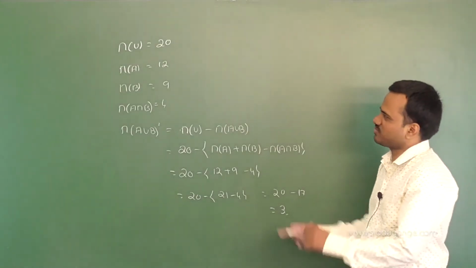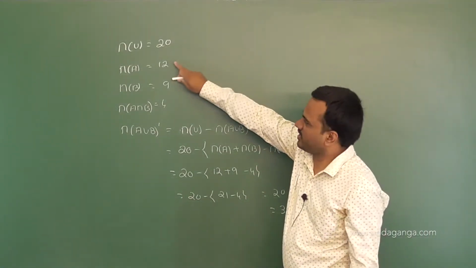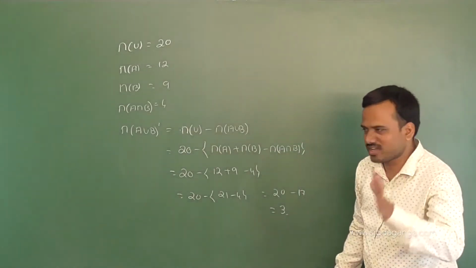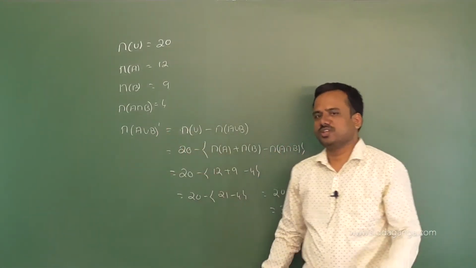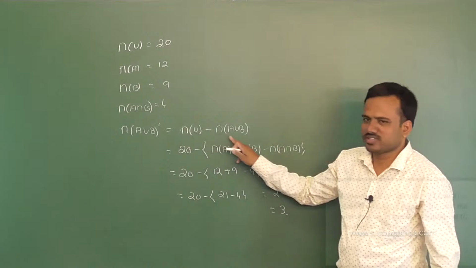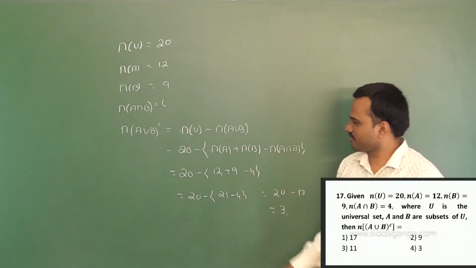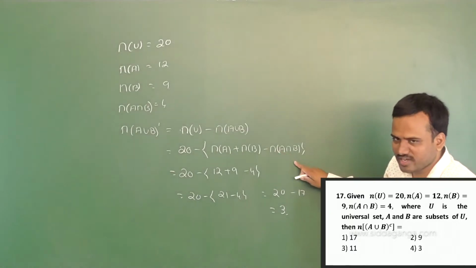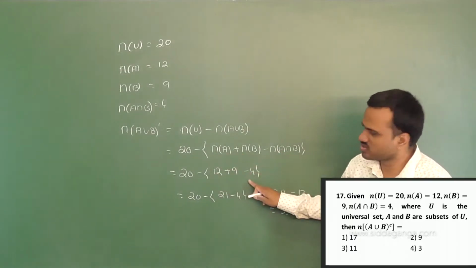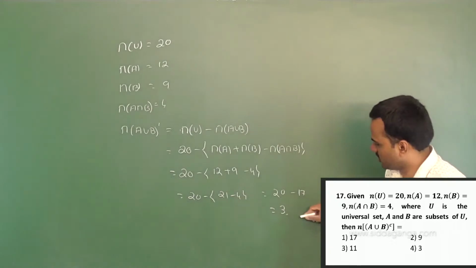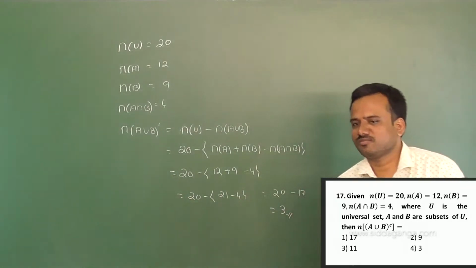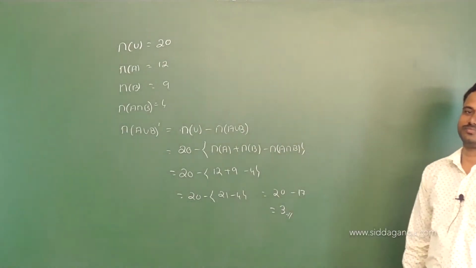For this question, observe here: N of U 20, N of A 12, N of B 9, N of A intersection B 4. What he asked? N of A union B whole dash. So for this, N of U minus N of A union B, where N of A union B is N of A plus N of B minus N of A intersection B. Substitute all the values, simplify it, we got the answer as 3. So for this question, option is the fourth one. Next question.